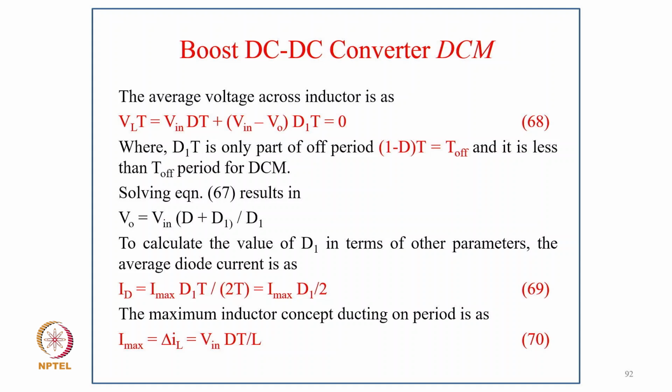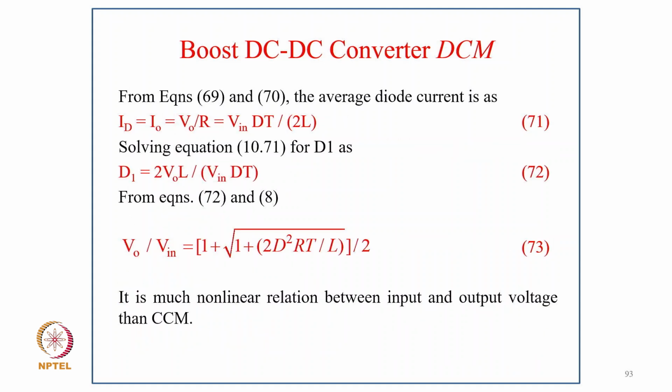The average diode current is now ID equal to Imax D1 T divided by 2T, that is Imax D1 by 2. The maximum inductor current during this period is Imax equal to delta IL, and that is Vin D T upon L. So from these equations we can find the average diode current, ID equal to the average IO, equal to VO by R, equal to Vin D T by 2L times D1. Solving this equation, D1 becomes 2 VO L divided by Vin D T, from which we can find VO upon Vin equal to (1 plus under root of 1 plus 2 D squared R T upon L) divided by 2.